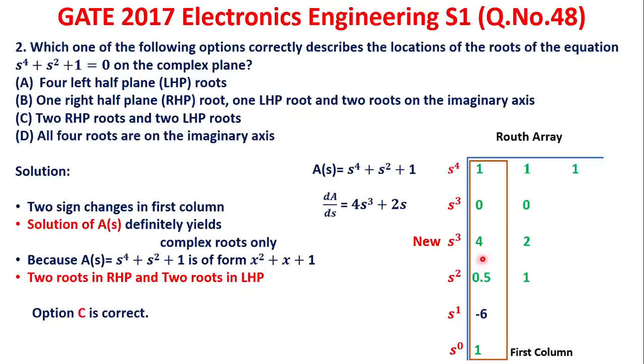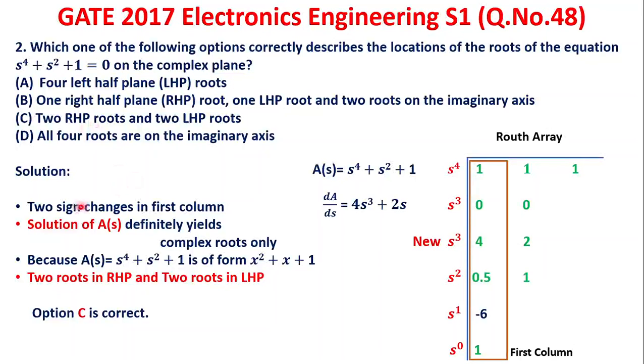Same way, if we find, we can see positive, positive, positive, negative, positive. So there are two sign changes in the first column of the Routh array. Two sign changes means two roots will be in the right half of the s plane. So two RHP roots among the four options, only option C has that. Definitely option C has to be correct.